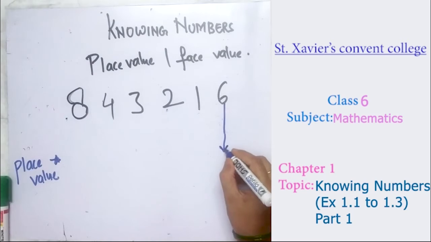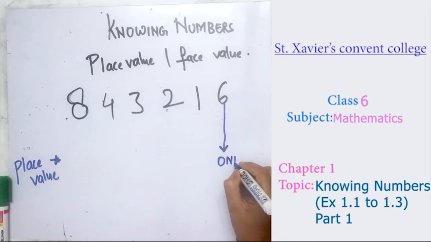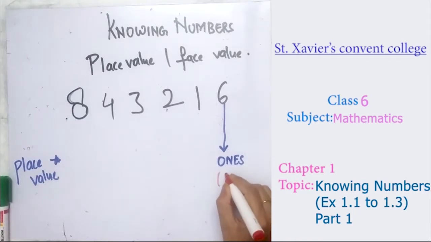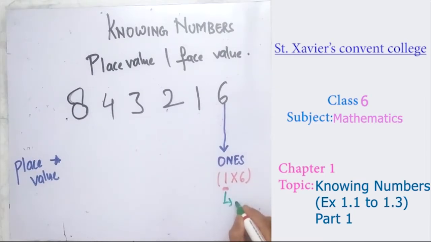So 6 stands at the position called ones, O-N-E-S, ones. This ones means that it states the value of 1, that is 1 into 6. And this is the place value. Ones is the place value.